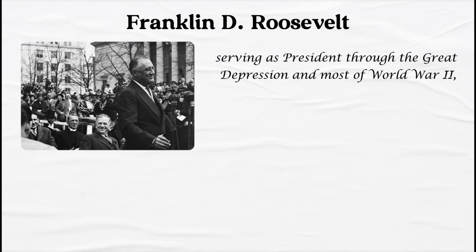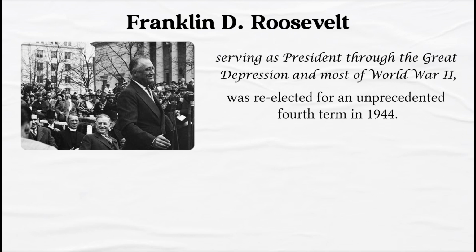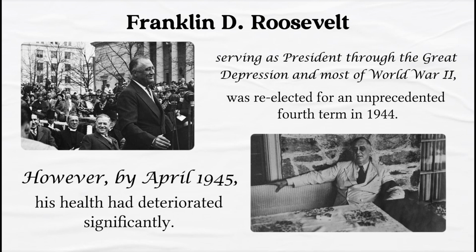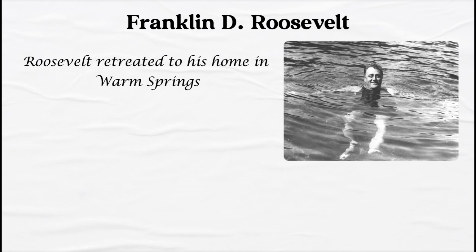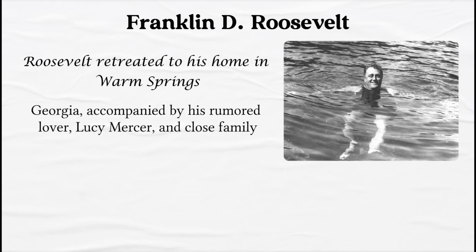Franklin D. Roosevelt, serving as president through the Great Depression and most of World War II, was re-elected for an unprecedented 4th term in 1944. However, by April 1945, his health had deteriorated significantly. Seeking respite, Roosevelt retreated to his home in Warm Springs, Georgia, accompanied by his rumored lover, Lucy Mercer, and close family.